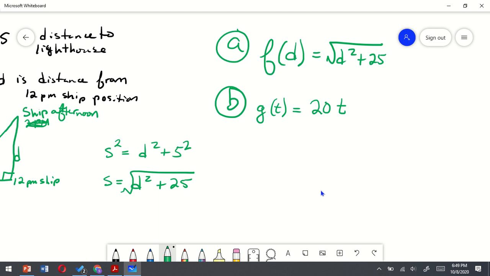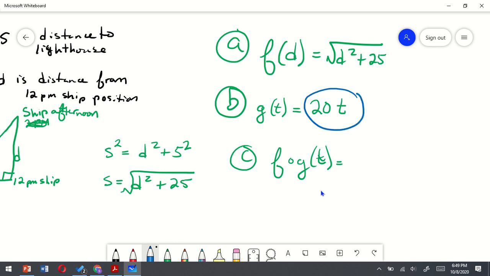And then in the last part, we're asked to compose these two in a way so that it will say f composed with g of t. So what we're going to do is take g of t, take that expression and plug it in where the input goes on the other function. So we have the square root of (20t) in parentheses, squared, plus 25.